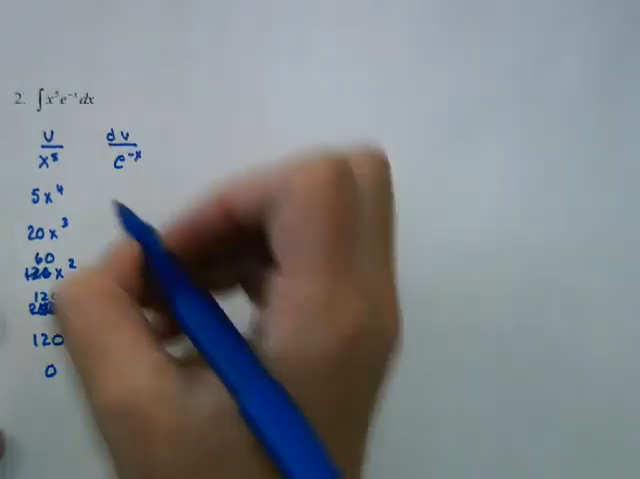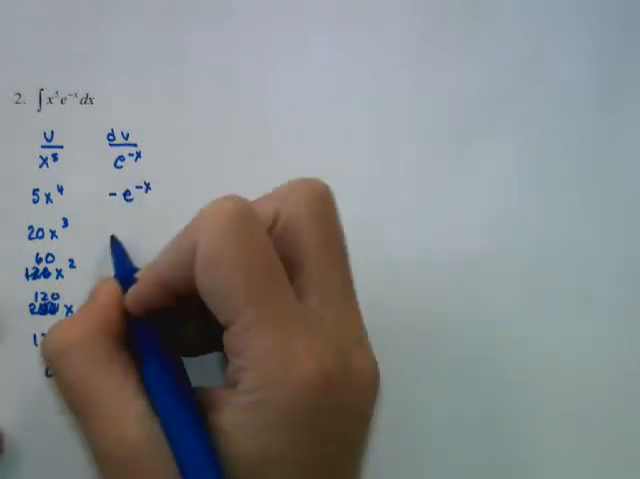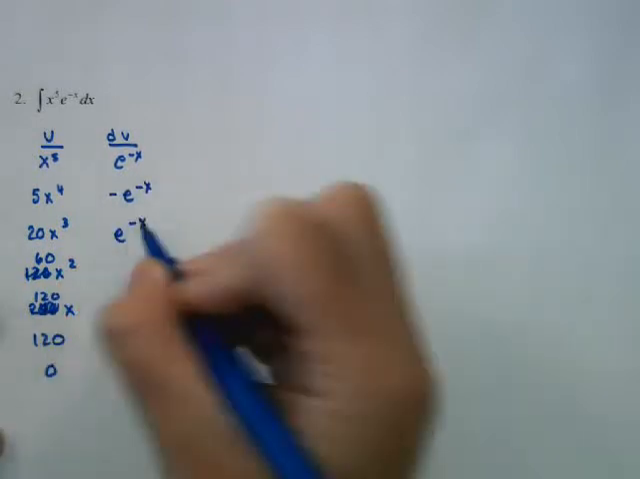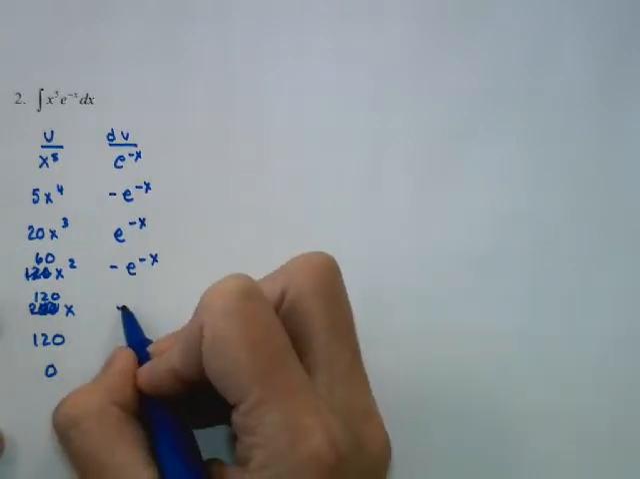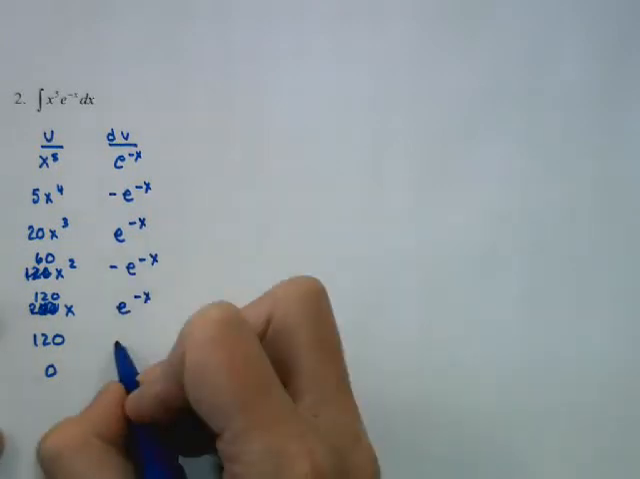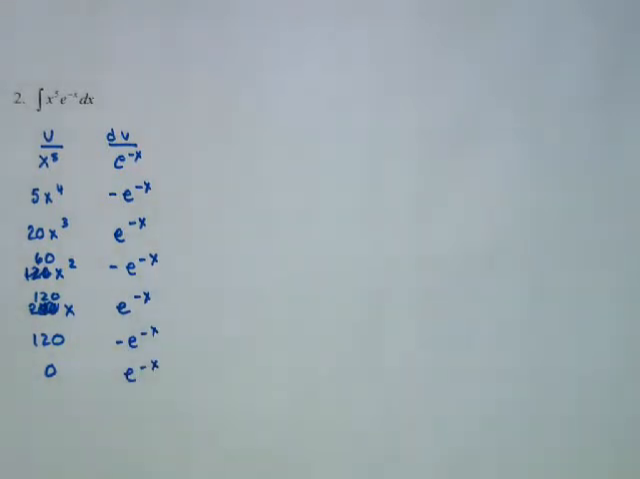My e to the negative x is just going to keep alternating. The next one's going to be negative e to the negative x. The next will be positive e to the negative x. Negative, positive, negative, and positive e to the negative x.